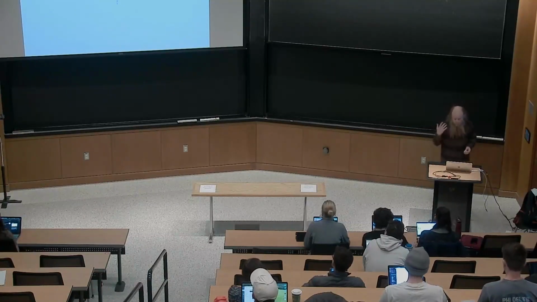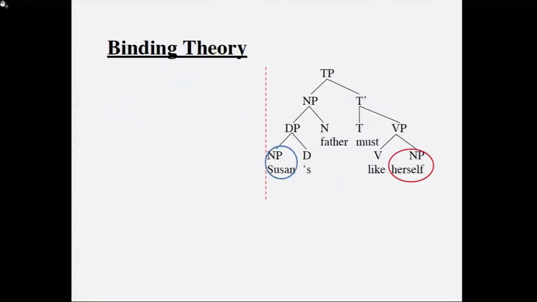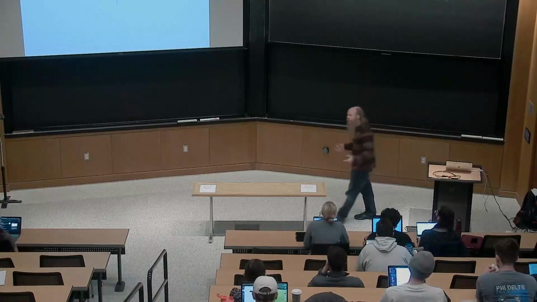And what we're seeing is that maybe an anaphor needs to refer to something that C-commands it. So in this sentence, Susan must like herself. Herself is referring to Susan, and Susan C-commands herself. As opposed to the other tree, Susan's father must like herself, which is no good. What's wrong with it? Well, on this story, there are multiple nodes dominating Susan. There's TP, but also NP and DP, and some of those don't dominate herself. So Susan doesn't C-command herself. Binding theory makes use of this.